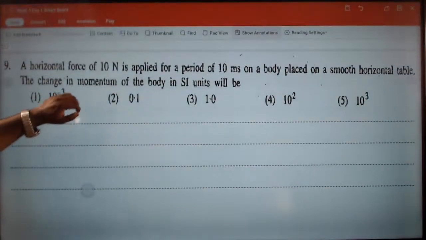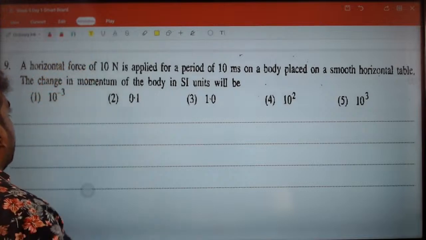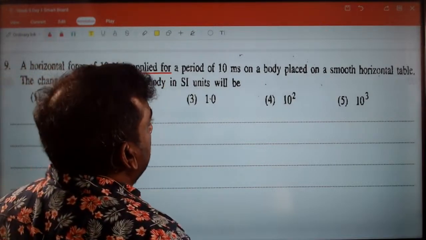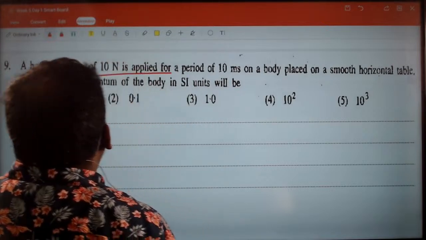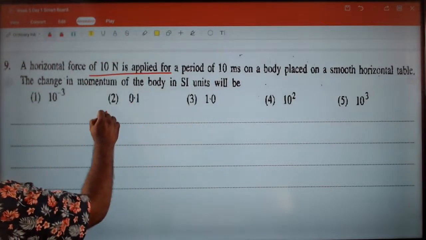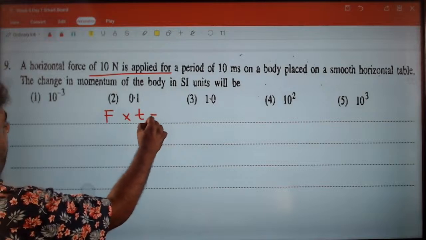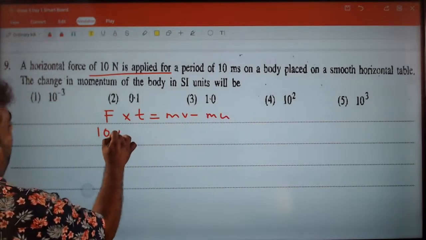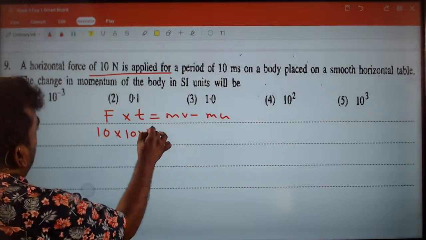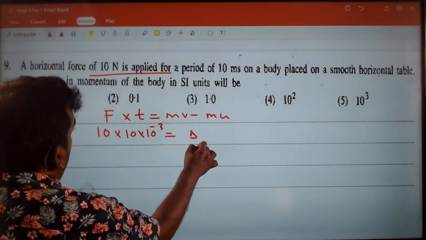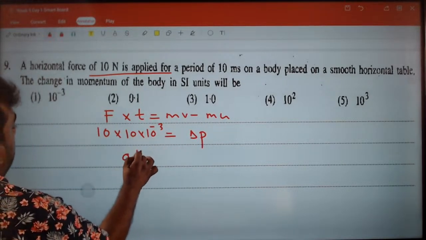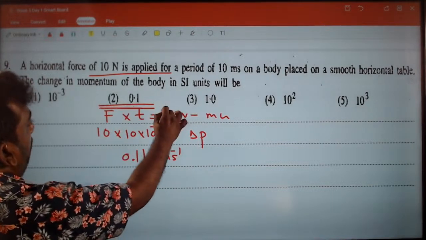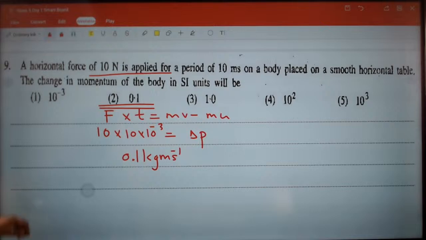Question number 9. A horizontal force of 10 Newton is applied for a period of 10 milliseconds on a body placed on a smooth horizontal surface. What's the change in momentum? Force into time is change in momentum. Can you see? Force is 10 Newton, time 10 millisecond. Change in momentum, look at this carefully. Your answer is 0.1 kg m s minus 1. That's your change in momentum.